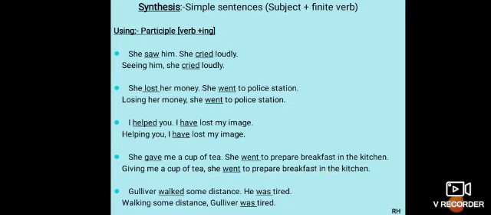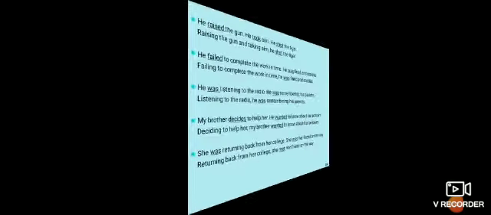Gulliver walked some distance, he was tired. So walked is the first finite verb, was tired is the second finite verb. Now walked you change it to walking, and this Gulliver and he both are same. So I'll cut this former one, but instead of he in the latter part I'll be using Gulliver. So it becomes walking some distance, comma. Now full stop you remove and put comma. And now because we are writing Gulliver, and Gulliver is a proper noun, so I'll be using capital G this time. So it is walking some distance, comma, Gulliver was tired.